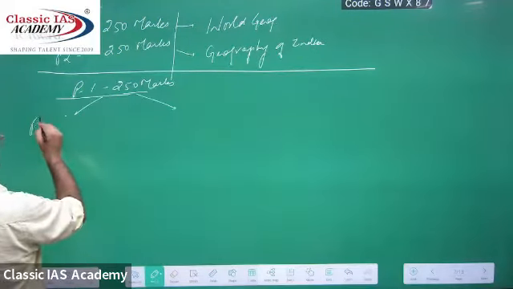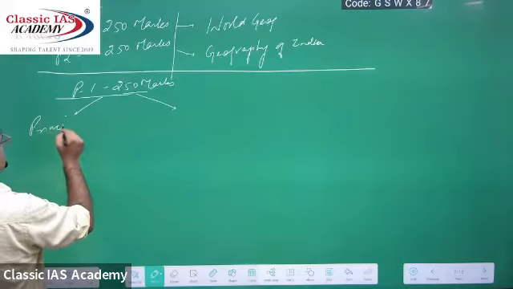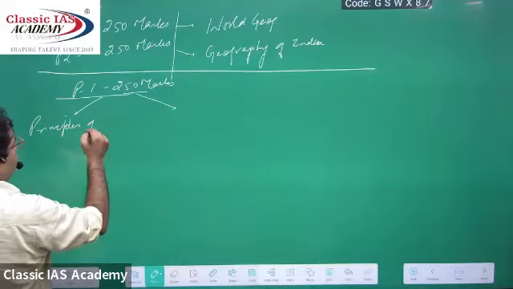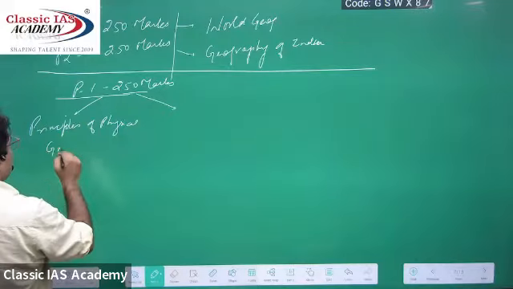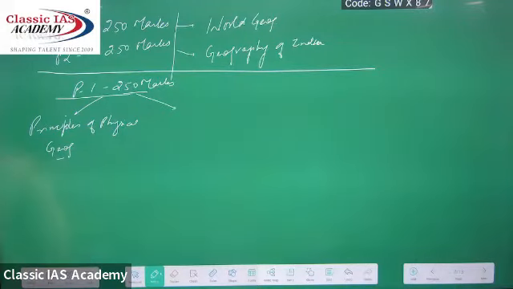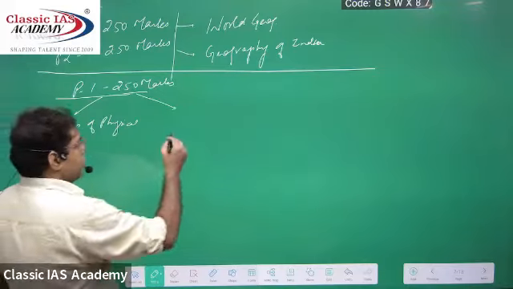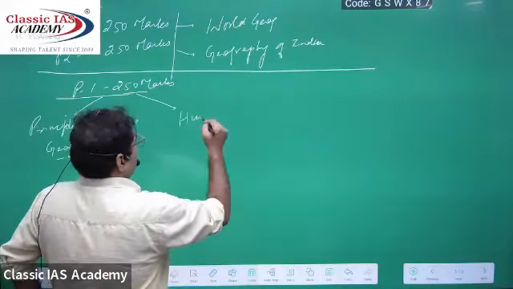One is principles of physical geography. Paper 1, part 1 is principles of physical geography. Number 2 is human geography.